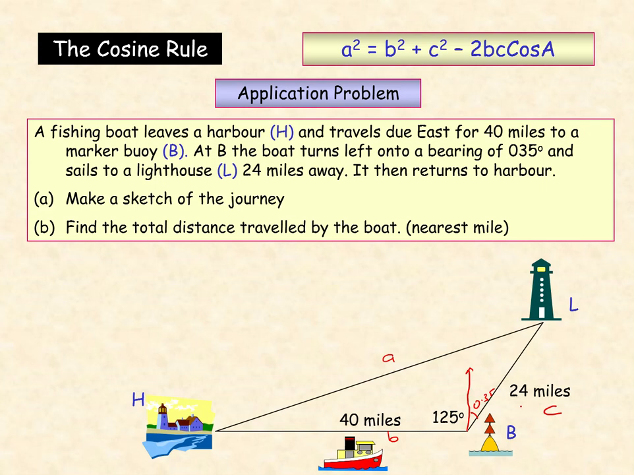If you haven't finished doing the question, hit pause, see if you can find A, and then add that to B and C. If you have done it, or you want to check your solution now, remember, always write the formula. A squared is equal to B squared plus C squared minus 2BC cos of A. So that's going to be B, we said is 40 squared plus C squared, C is 24, minus 2 times 40 times 24 times cos of the angle in between, 125.